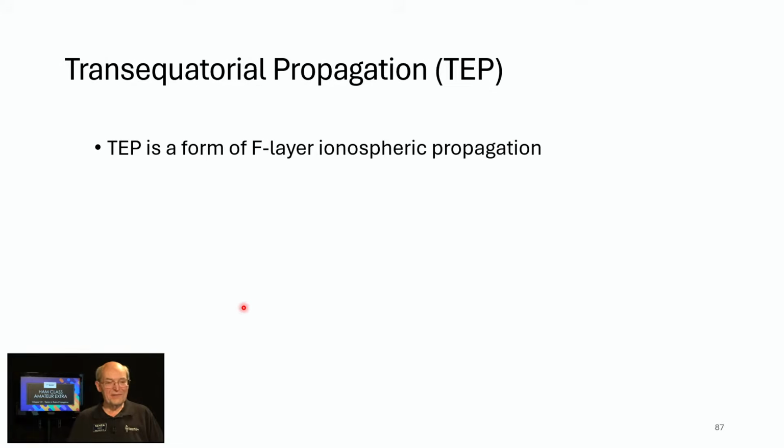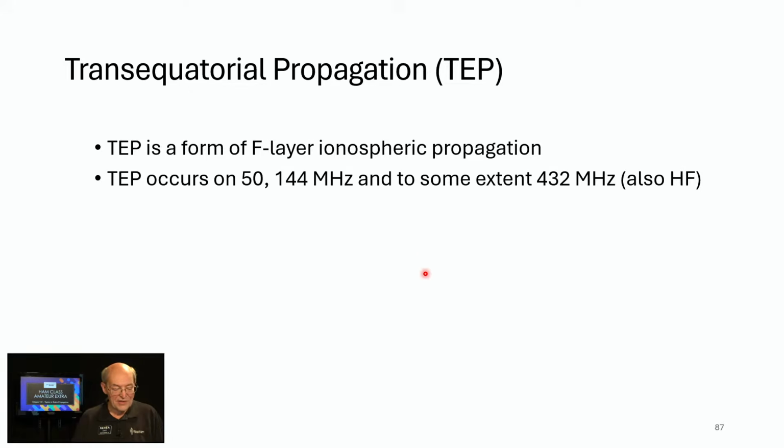Another one, there's a secret weapon here that Gary and I use in DX contests, and we're going to talk about, called trans-equatorial propagation. It's a form of F-layer ionospheric propagation. Tends to occur on 6 meters and up, but it also can happen on HF.